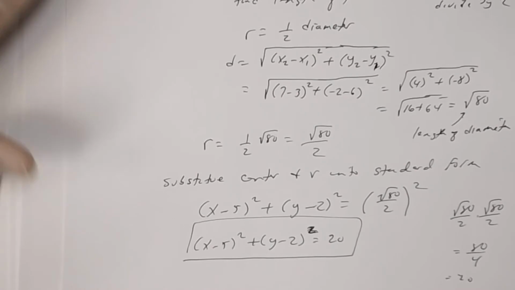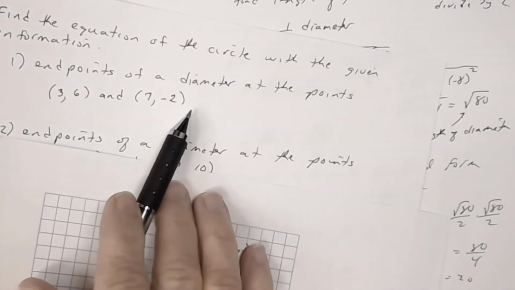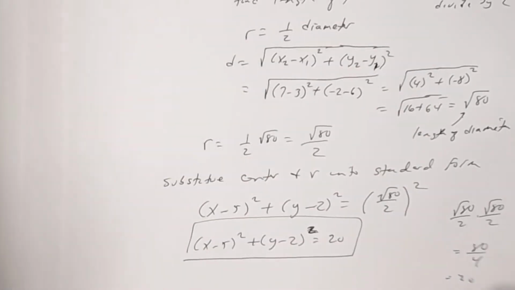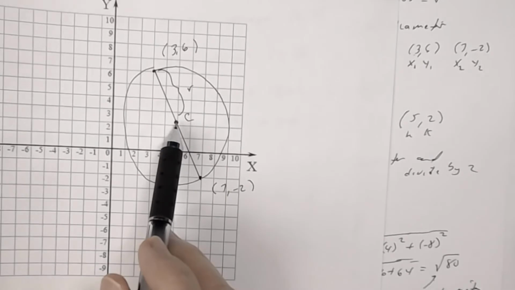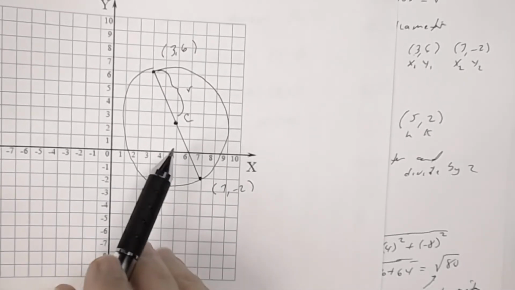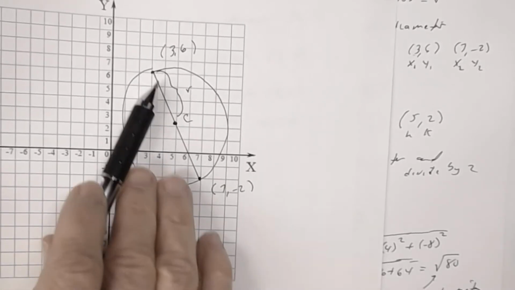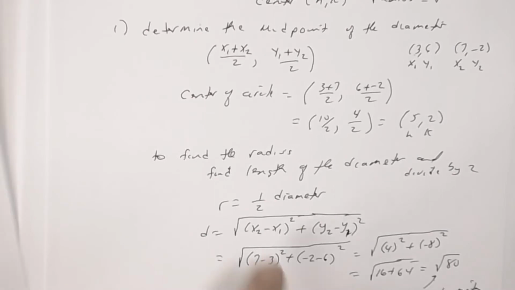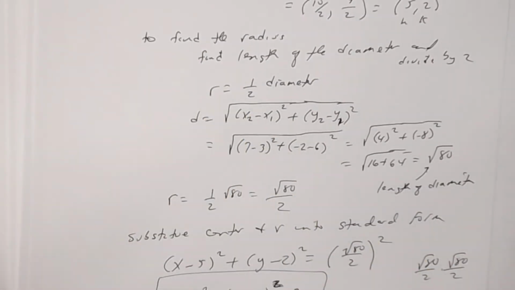All right, so that's the answer to number 1. It's a long process, but that's what you do when you're given the endpoints of the diameter. First of all, find the midpoint of the diameter, which is going to be the center. Once you find that, you have to find the length of the radius, which is half the length of the diameter. So you have to use the midpoint formula and the distance formula to do that. All right, so that was number 1.